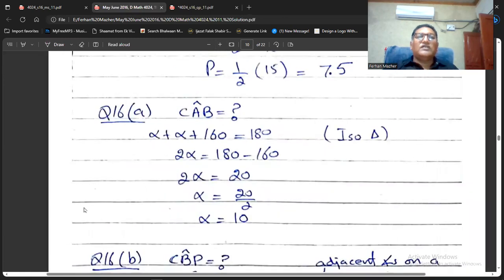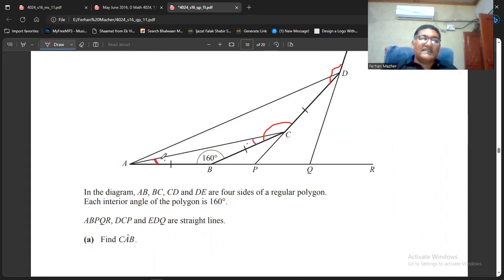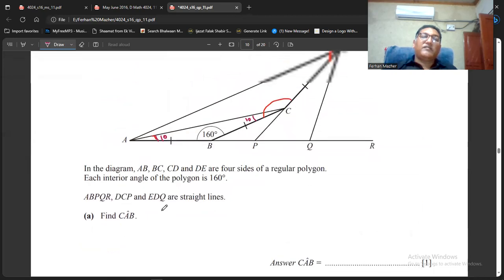So here we go. The CAB angle: alpha plus 160 is equal to 180. So 2 alpha is equal to 180 minus 160. So 2 alpha will be equal to 20. Alpha will be equal to 20 by 2, so alpha will be equal to 10 degrees. So the CAB angle is 10 degrees. So this angle here is basically 10. This angle here is also 10.